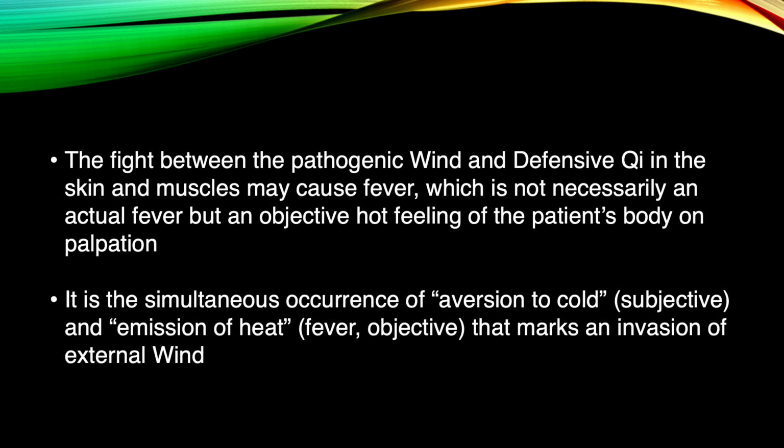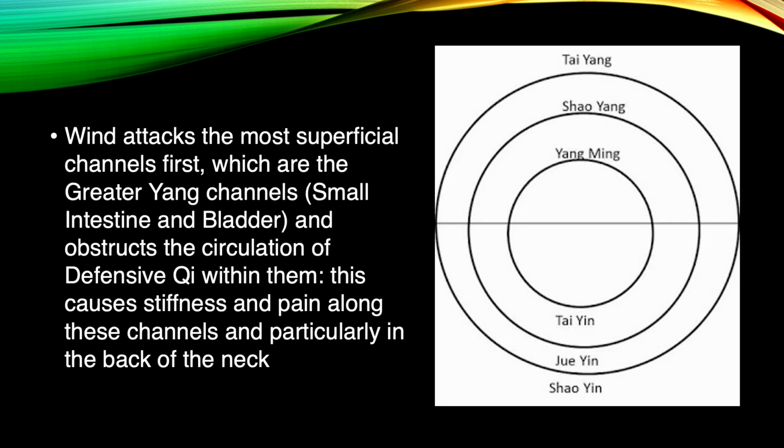It is the simultaneous occurrence of aversion to cold, which is subjective, and emission of heat, which is fever, objective, that marks an invasion of external wind. Wind attacks the most superficial channels first, which are the greater yang or taiyang channels, small intestine and bladder, and obstructs the circulation of defensive Qi within them. This causes stiffness and pain along these channels, and particularly in the back of the neck.